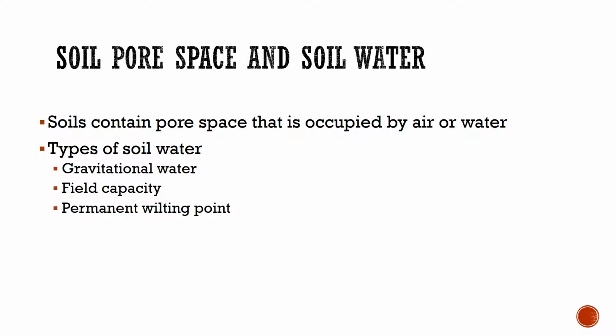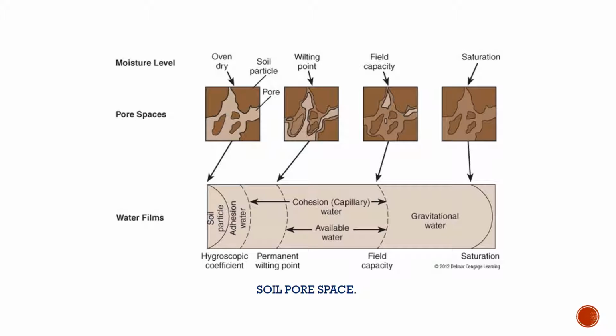And then permanent wilting point, that is where that soil has reached a level where that plant's not going to be able to come back from. It's kind of flooded that soil pore, so it's going to permanently wilt, and there's not much chance for that plant to come back. So here's what that looks like on a large scale. So you can see the moisture, the pore spaces, and then the water films there.